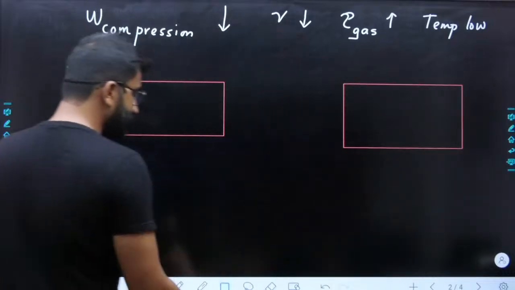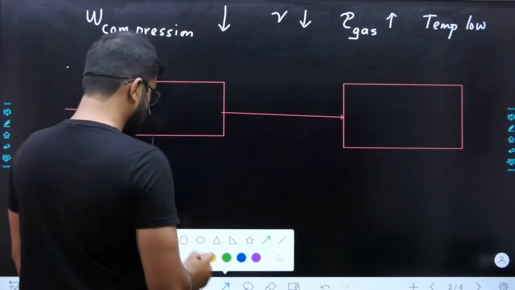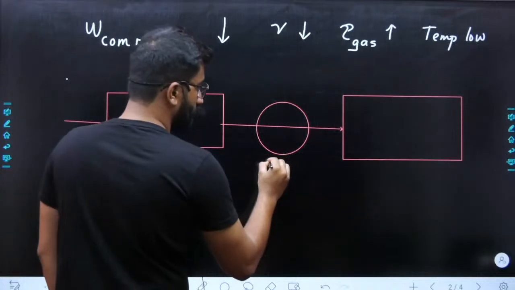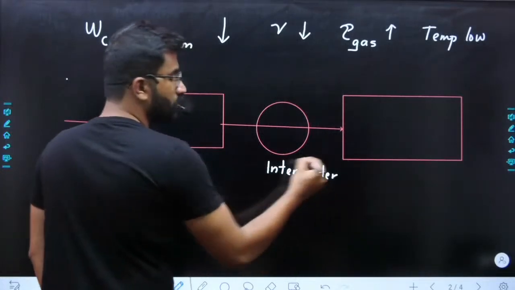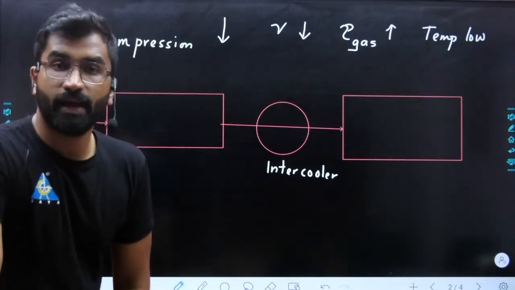That's why you can see here, that's why when you are using multi-stage compression, they will be using an intercooler in between. The intercooler will cool your gas under constant pressure.